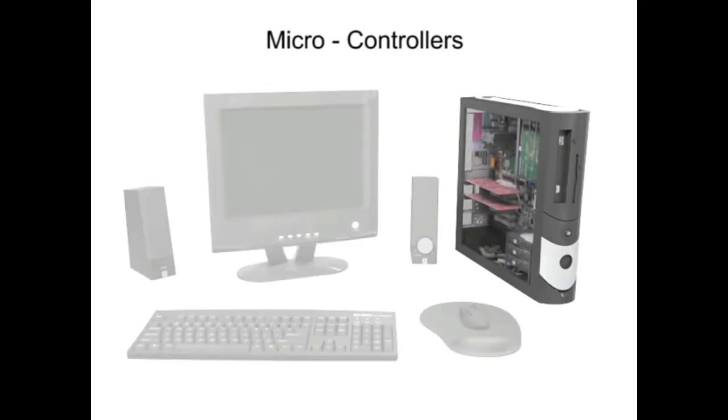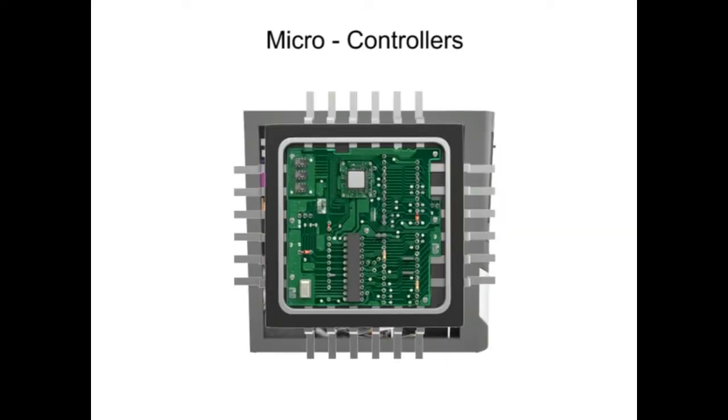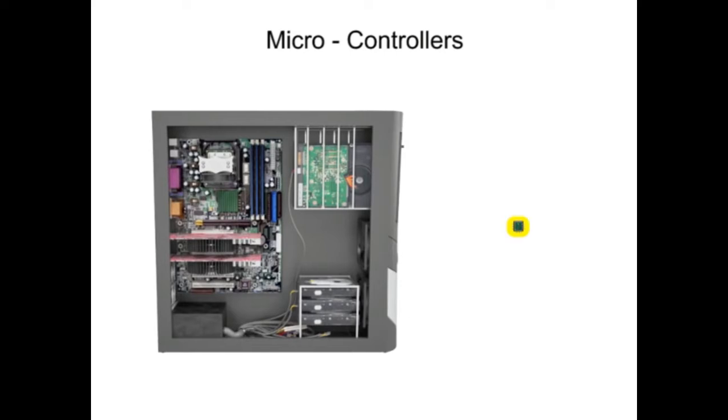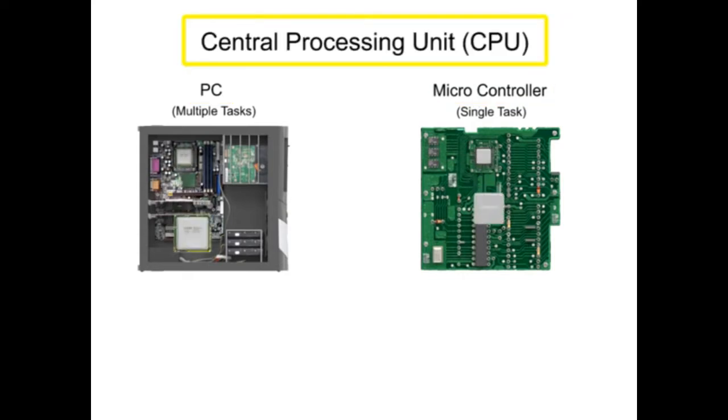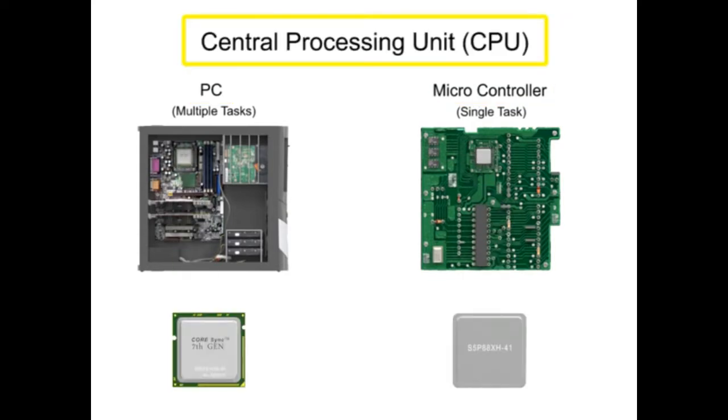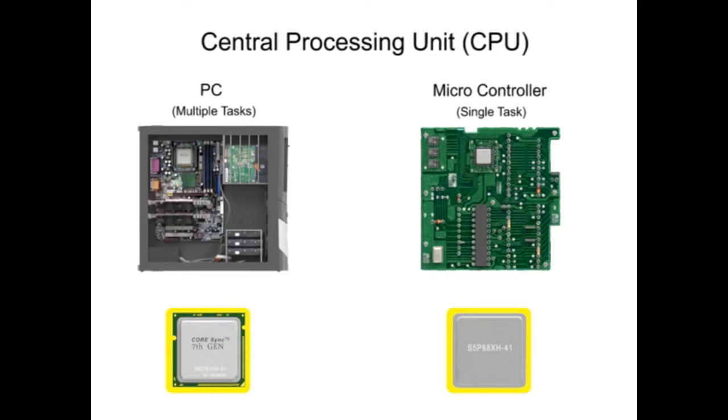A microcontroller is basically a mini computer. However, whereas a PC can perform a variety of tasks simultaneously, a microcontroller is typically dedicated to a single task. Let's look at the similarities that exist between a PC and a microcontroller. Each has a central processing unit, or CPU. This is the brains of the computer that performs all the calculations and logic operations.